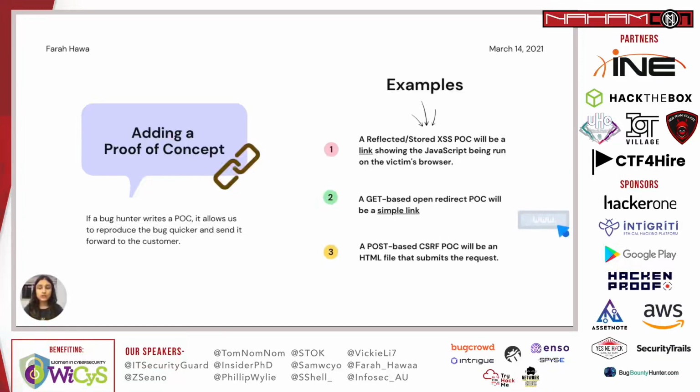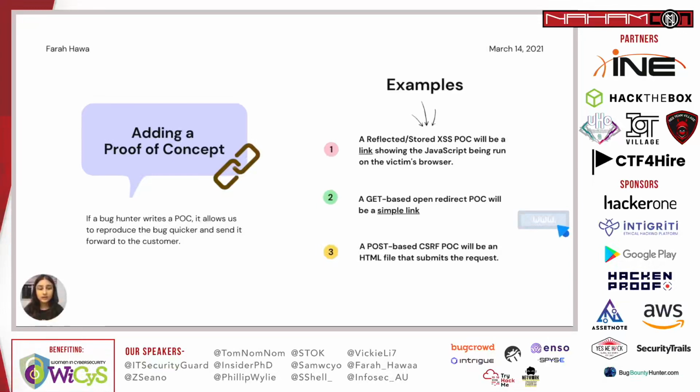So let's go on to the next point, and that is adding a proof of concept. Sometimes bug hunters don't include proof of concepts, and that means that triagers have to spend extra time to reproduce the submission. And in some cases, they do not succeed because there's something missing or they make a mistake. And then again, that leads to asking questions and causes delays and all of that. So if you include a POC, it allows us to do it faster, validate it, and send it to the customer.